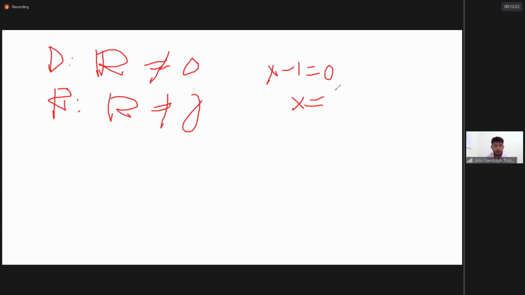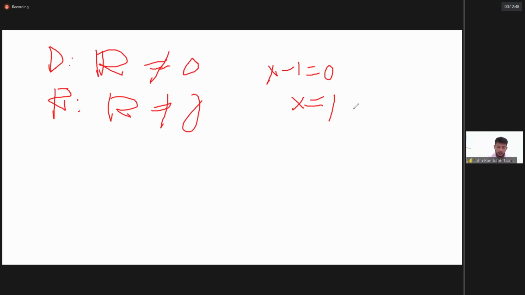Okay. So there, you have x, sa letter B, x equals 1, yan yung domain niya. Kasi pag 1 yung nilagay mo, magiging 1 minus 1 equals 0, yung sa letter B. Okay? So, the restricted x value is 1. So, therefore, the domain of G is the set of all real numbers except 1.